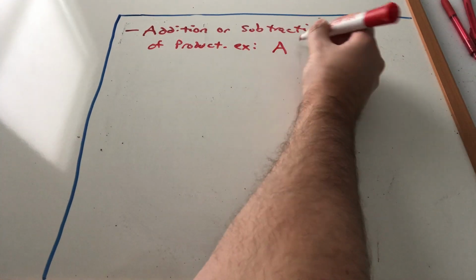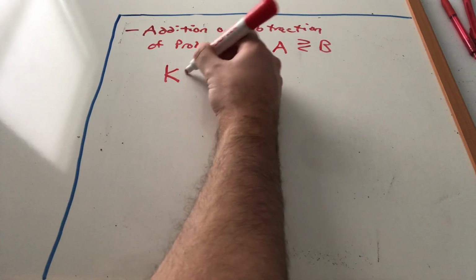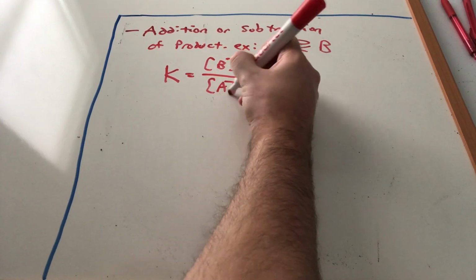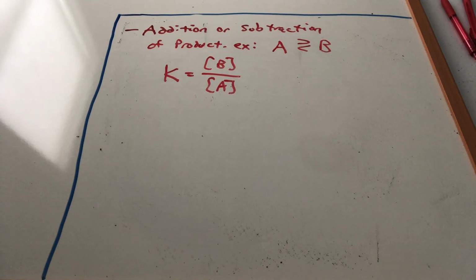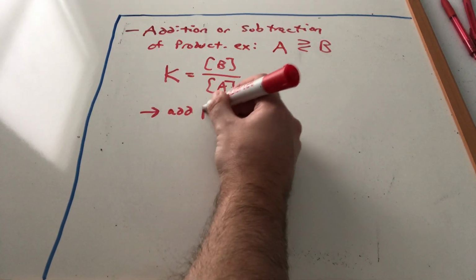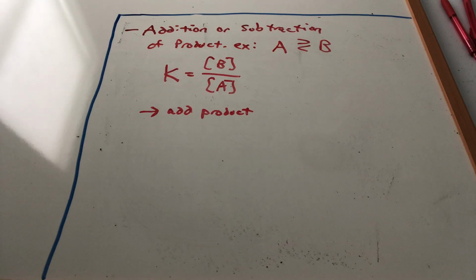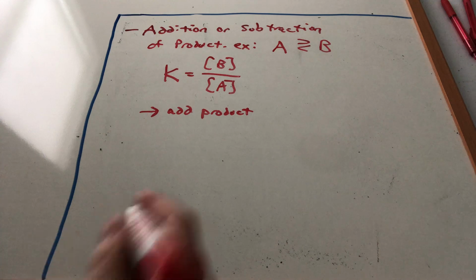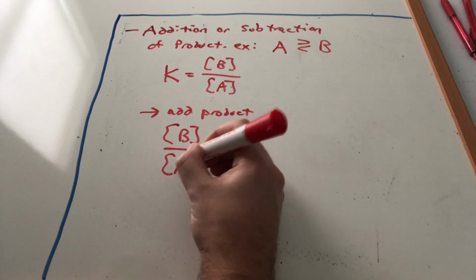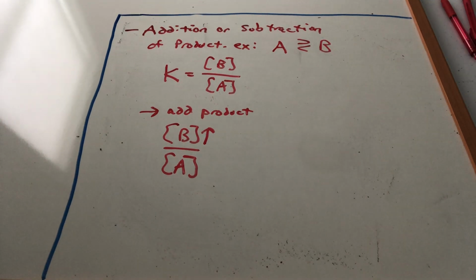So let's say we have a simple reaction that looks like A going to B. Let's say that we're at equilibrium. So K is going to be B over A in this case. We're at equilibrium. So now let's apply a change. Let's add product. So we are at equilibrium. We add in product B. So here's what our expression used to look like. And now B is higher.